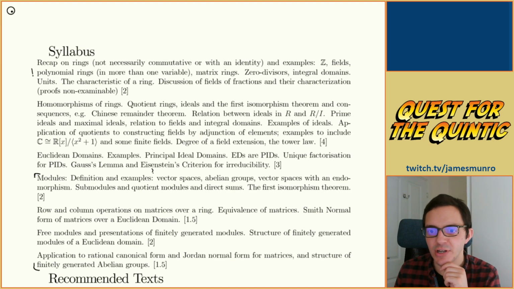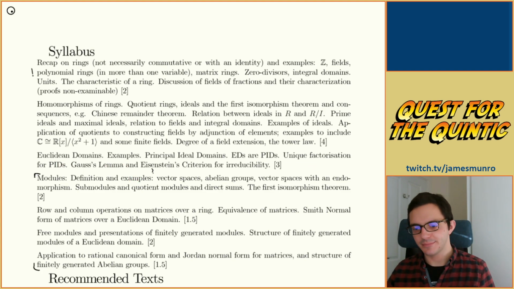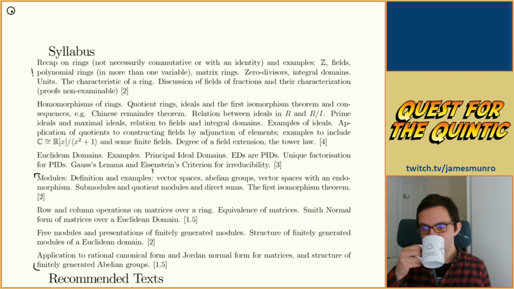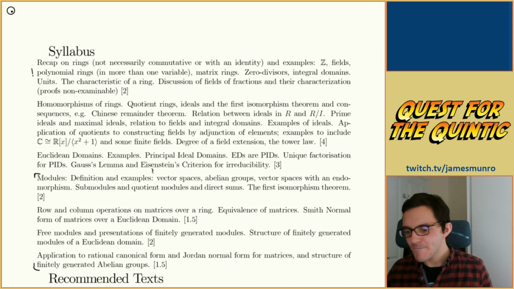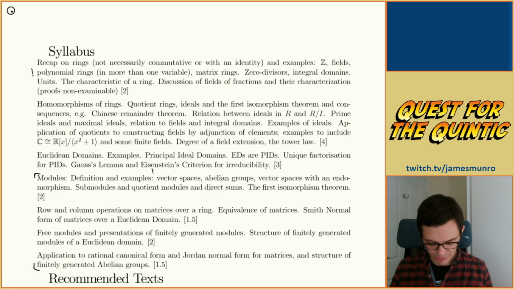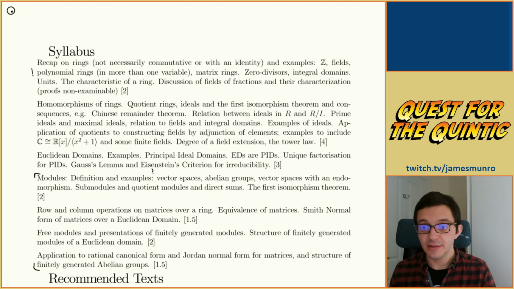Right. Okay. So excited by rings. Probably want this kind of factorization thing. Probably want Eisenstein's criterion. Tough life. I think we should just get going. Let's learn some maths.